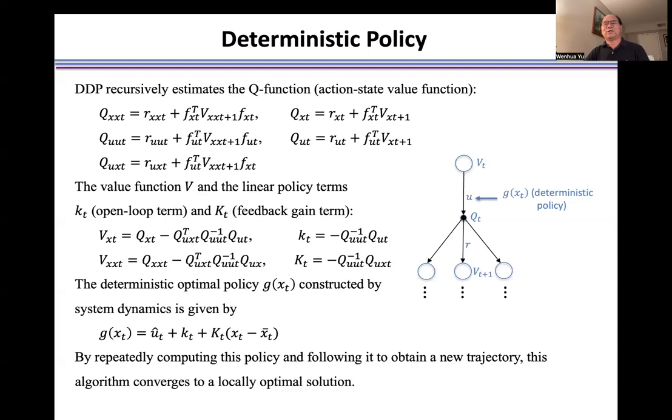Finally, when we get a good trajectory generated by the deterministic policy G, we reach the final convergence policy, which is the same as G. However, this G is a deterministic policy, but the policy we are searching is stochastic.